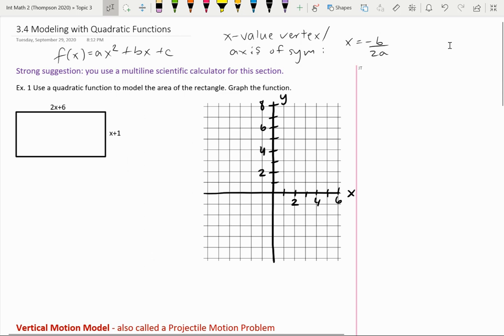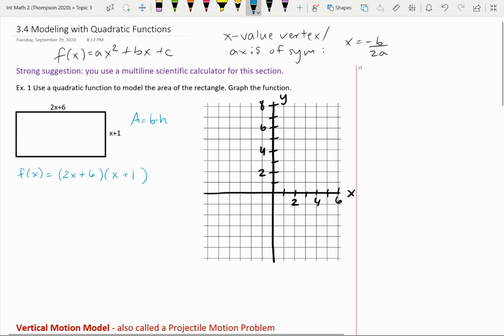So, example 1: use a quadratic function to model the area of the rectangle. Graph the function. To start off, we're looking for a quadratic function and we want to write that in standard form. You'll see my note up here, f of x equals ax squared plus bx plus c. That is standard form of a quadratic function. So my goal is to get the area written in that form. The area of a rectangle is base times height. Now, when I write that in function notation, I'm going to write f of x is equal to the base of this rectangle times the height. And my base here is 2x plus 6. My height is x plus 1.